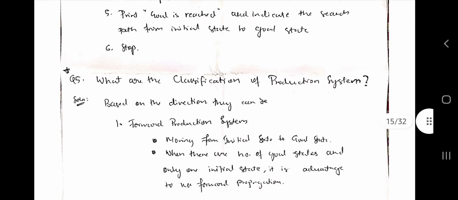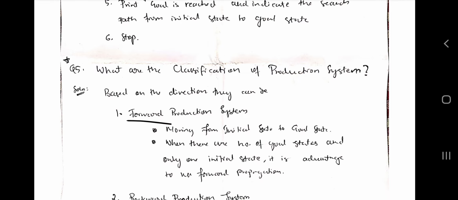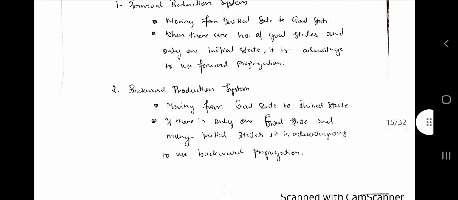So what are the two production system classifications? Forward and backward. Forward, what do you do? Initial state to goal state. And backward, what do you do? Goal state to initial state.